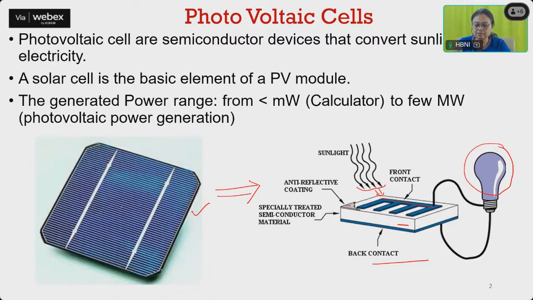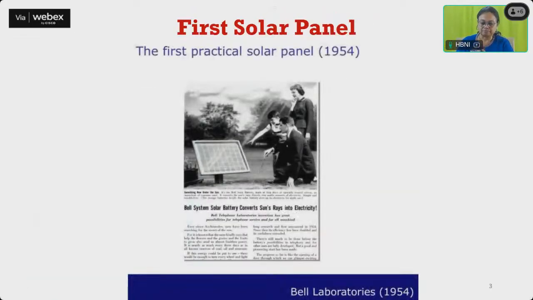Similarly, in this case, it is just sunlight falling on a semiconductor material, and we are able to generate electricity. So how does it happen? Before going into that, the first practical solar panel was demonstrated in 1954 by Bell Labs. Here is just a pictorial: the Bell system solar battery converts sun rays into electricity. That was 1954, and it was in the laboratory.